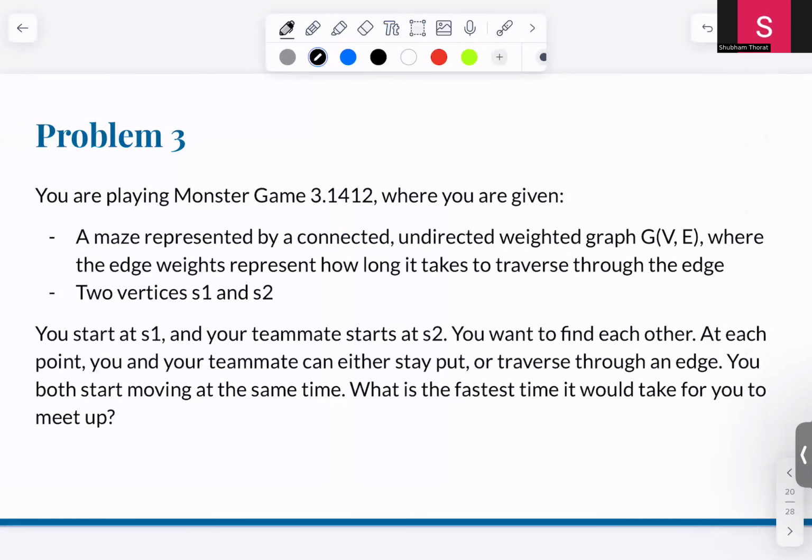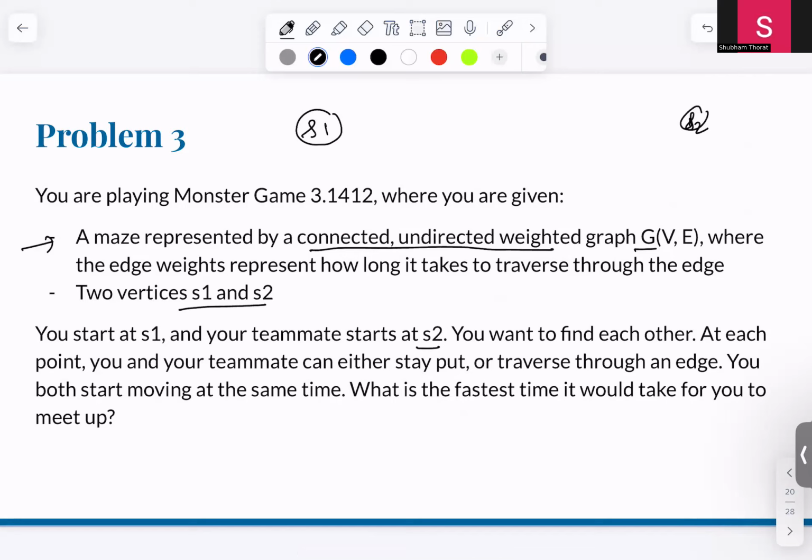Okay, so problem 3. You are given a maze represented by a connected undirected graph G, where edge weights represent how long it takes to go from U to V. Basically, the cost here is the time. You're also given two vertices S1 and S2. You start at S1 and your teammate starts at S2. You want to find each other.